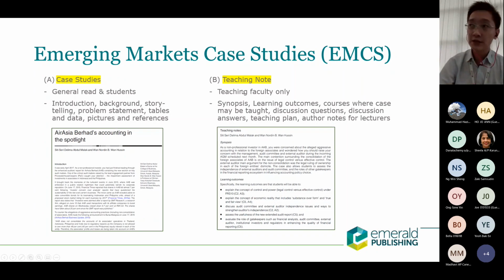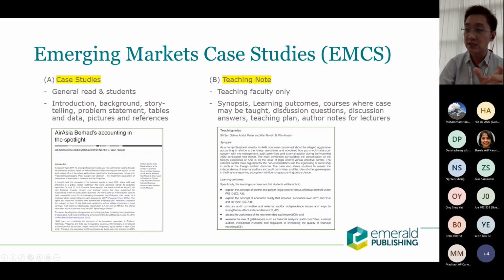Another part is the teaching note. The teaching note is only for teaching faculty members. Only the teacher can download that, and we have a special arrangement for how teachers can download it on the Emerald website. So what can you find in the teaching note? The teaching note will have the synopsis of this particular story, so that the teacher will know what this case is about. It's just a synopsis of the story. So what is the learning outcome? What would the students' learning outcome be?